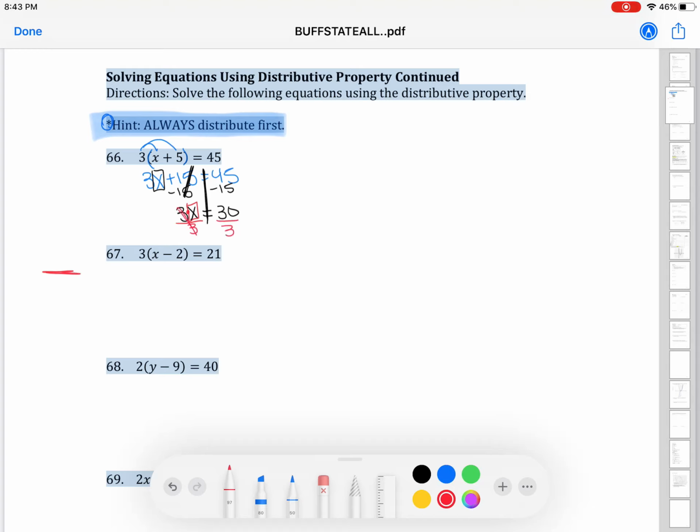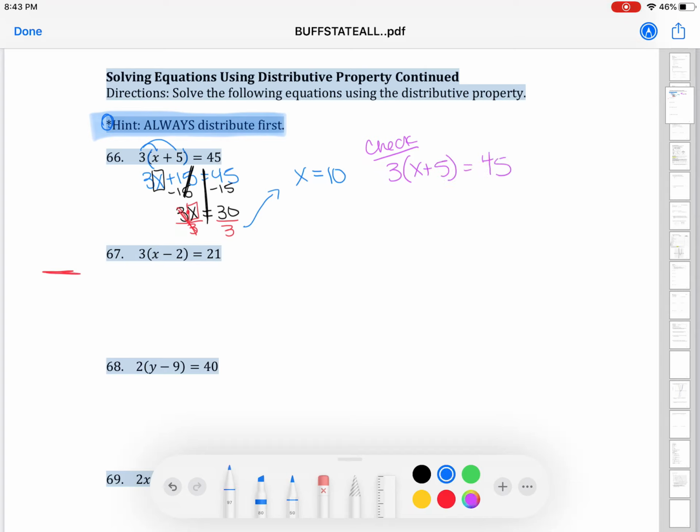And notice you're not done, you're still trying to get the x by itself. So x is being multiplied by 3. I'm going to divide both sides by 3 to maintain that equality. It's always what you do to one side, you do to the other. And since those 3's canceled, I am left with x by itself. My equal sign comes down, and 30 divided by 3 is 10.